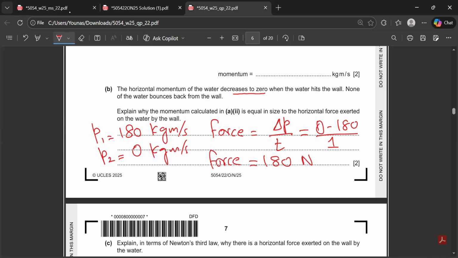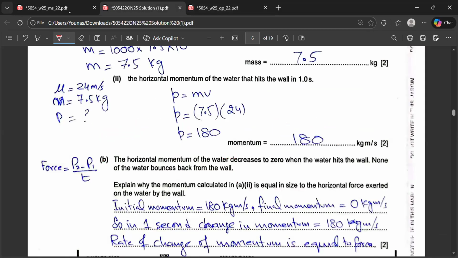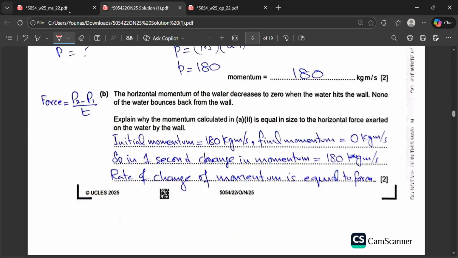So you see, the resultant force is equal to the change in the momentum. The change in the momentum is 180 kg m/s, and the resultant force is also equal to 180 N, because the force is equal to the change in the momentum divided by time, and that change took place in only 1 second. I hope you understand this calculation. They have not asked you to write it. I'm just writing this calculation to help you understand what happened there.